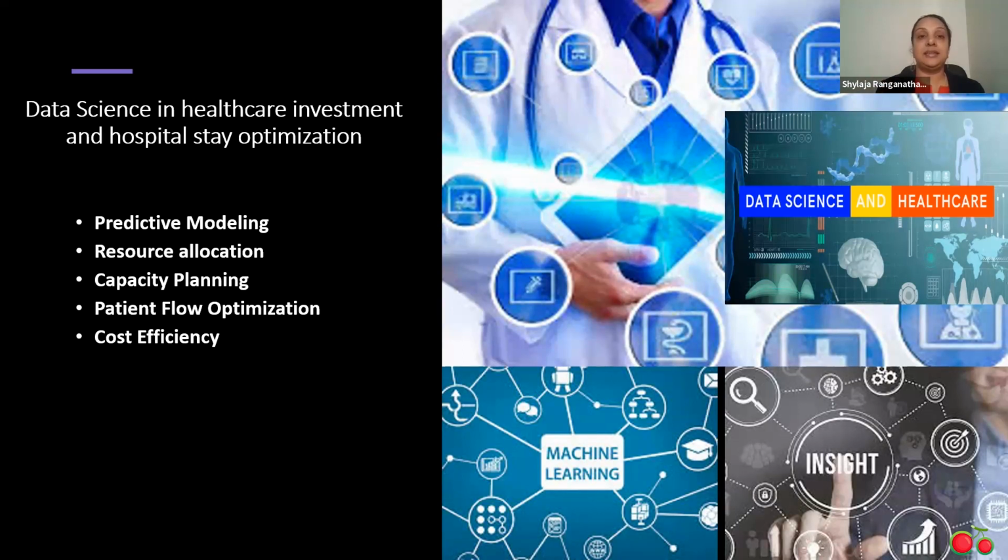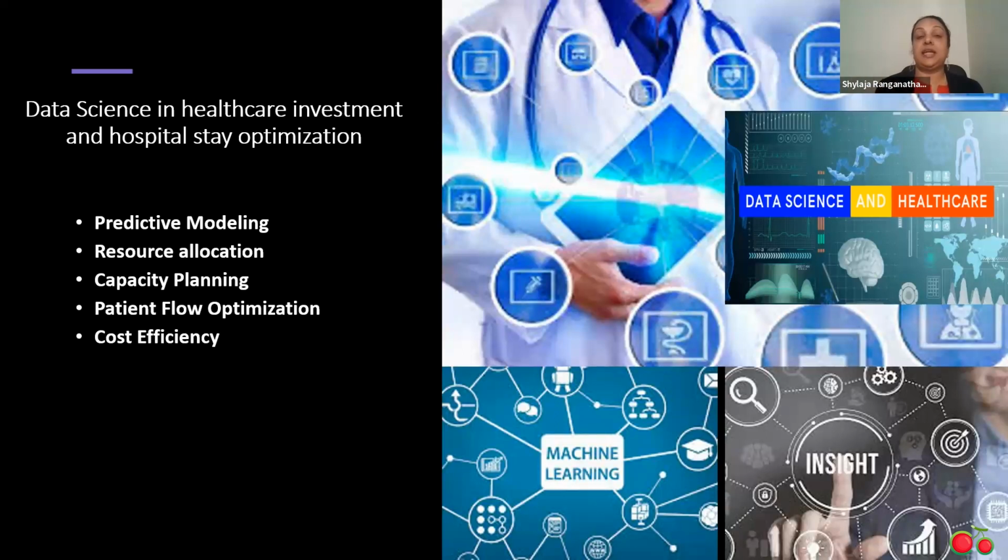Why do we need to use data science? That helps us plan for the resources: how many CT scans are necessary, how many MRI units are necessary to minimize the hospital stay. Then patient flow optimization to reduce the wait time for the patients. If the patients coming in go out sooner, we can admit more patients in the hospital.